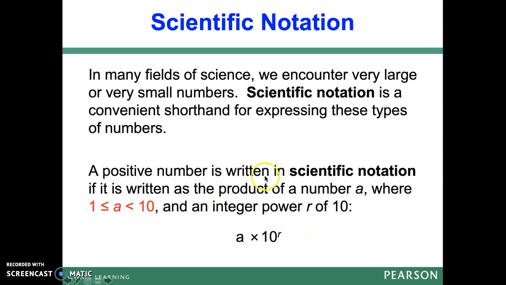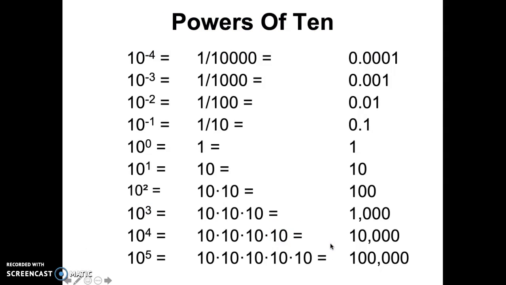A positive number is written in scientific notation if it is written as the product of a number A, where A is greater than or equal to 1, but less than 10, and an integer power r of 10. Scientific notation takes on this form here: some factor A times a power of 10. And the exponent can be a positive number or a negative number.